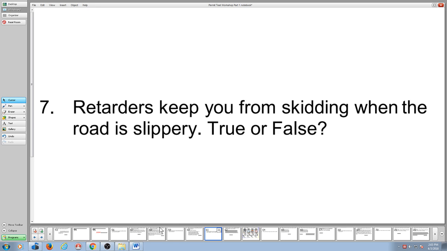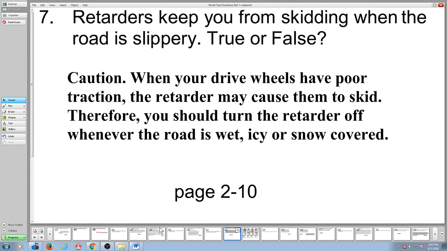Retarders keep you from skidding when the road is slippery. True or false? False. Let's check that out. Caution, when your drive wheels have poor traction, the retarders may cause them to skid. Therefore, you should turn the retarder off whenever the road is wet, icy, or snow-covered.